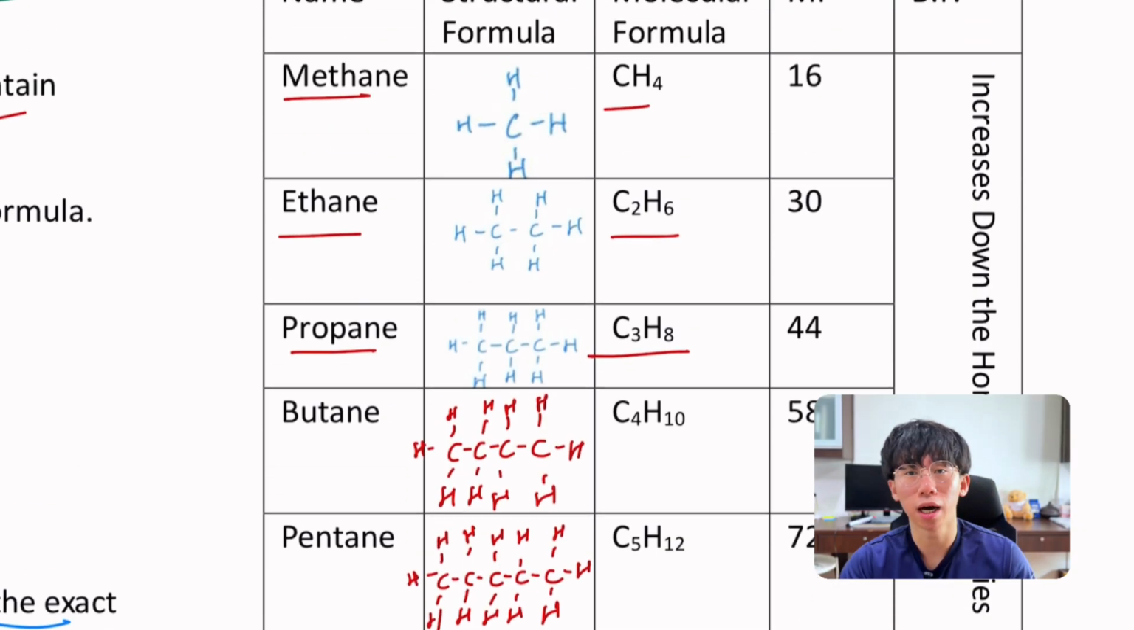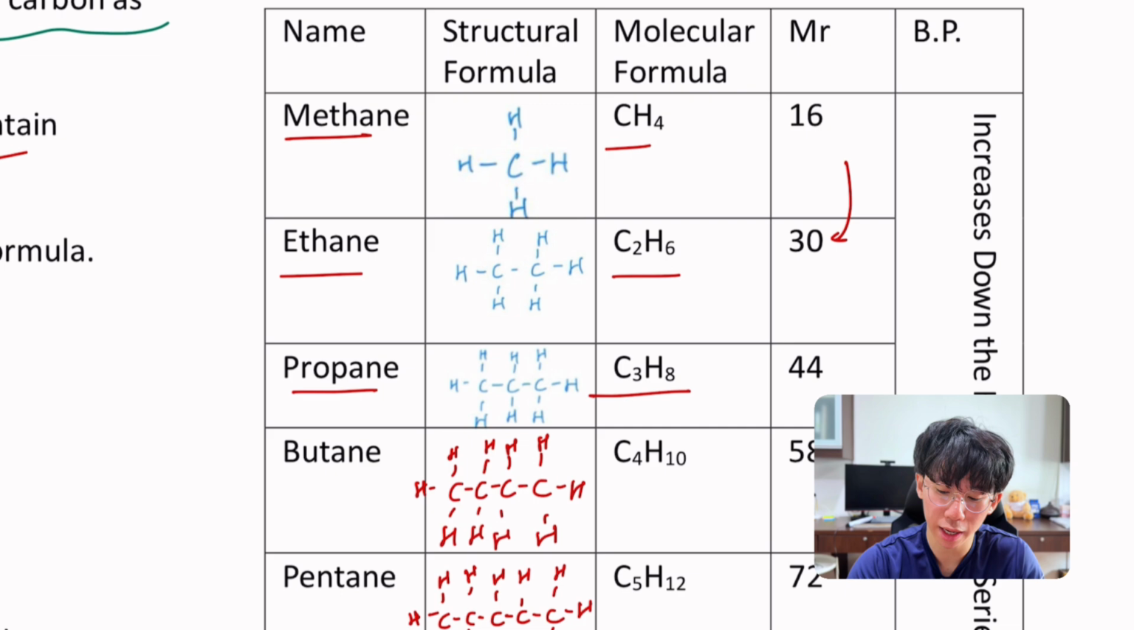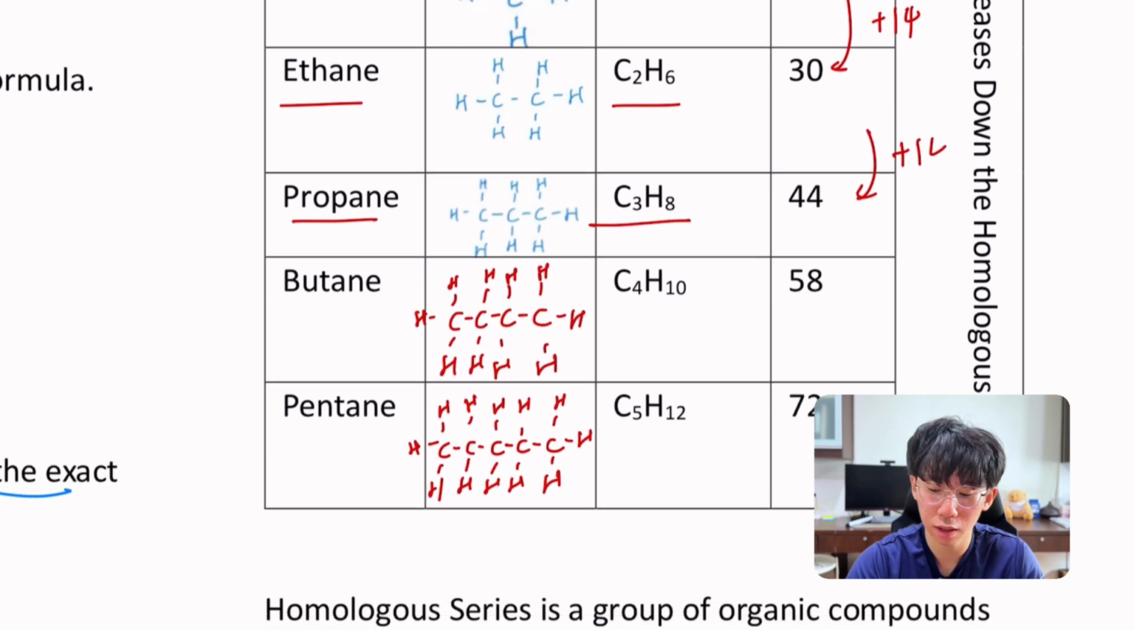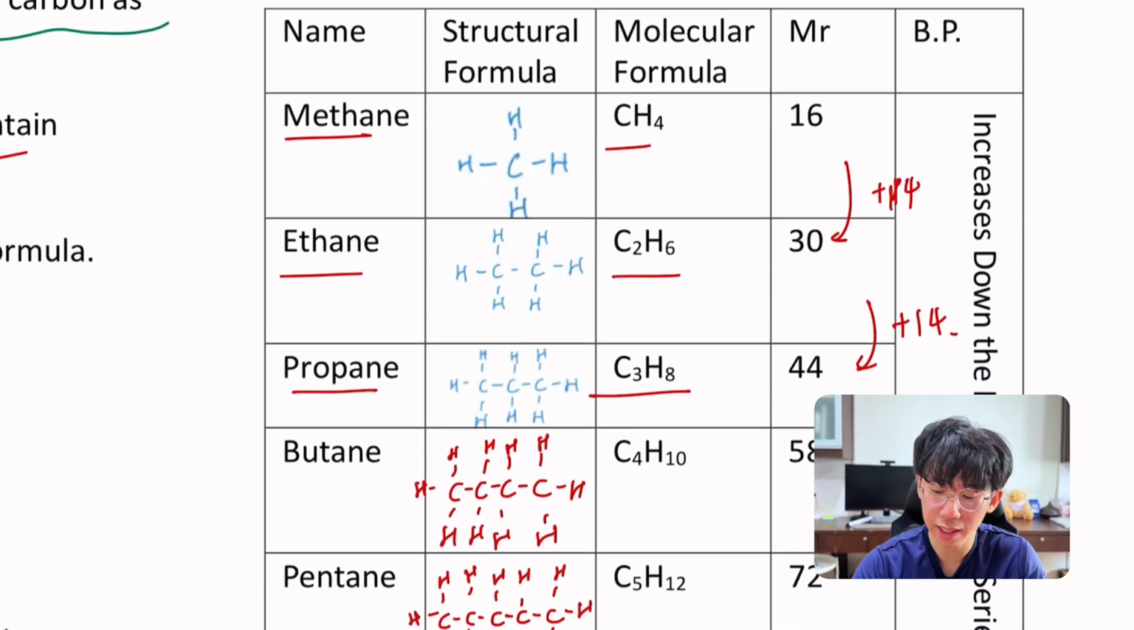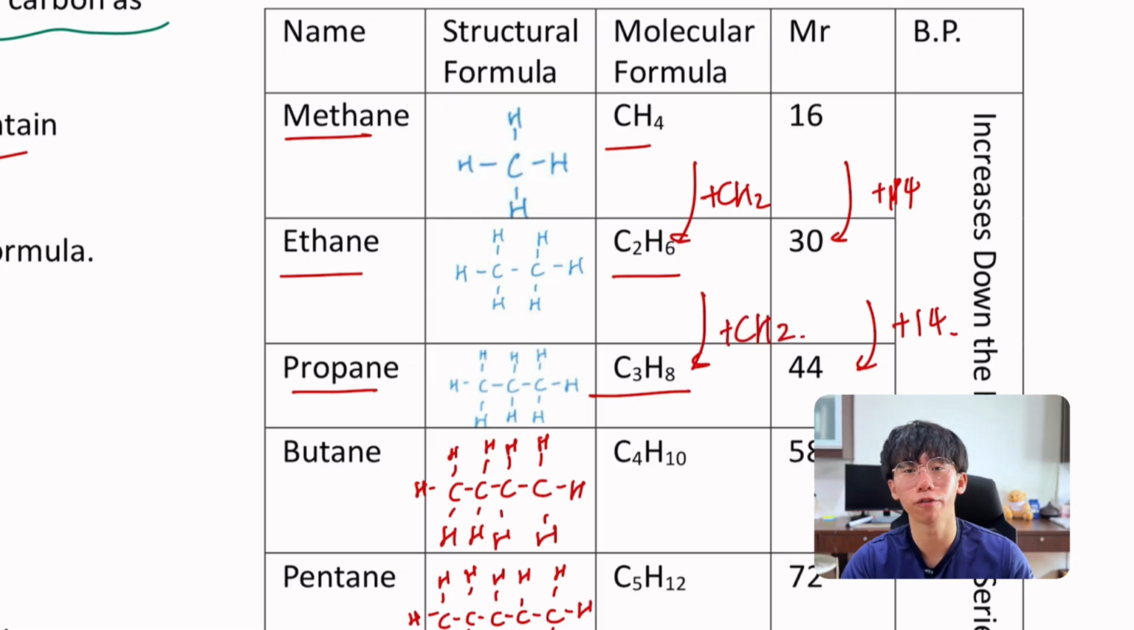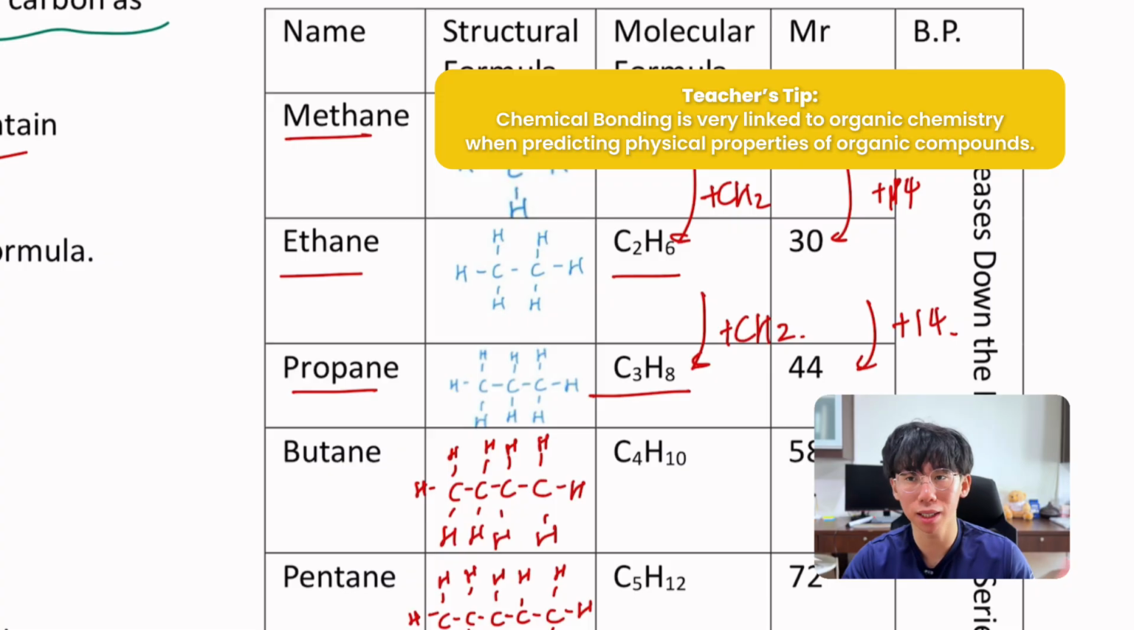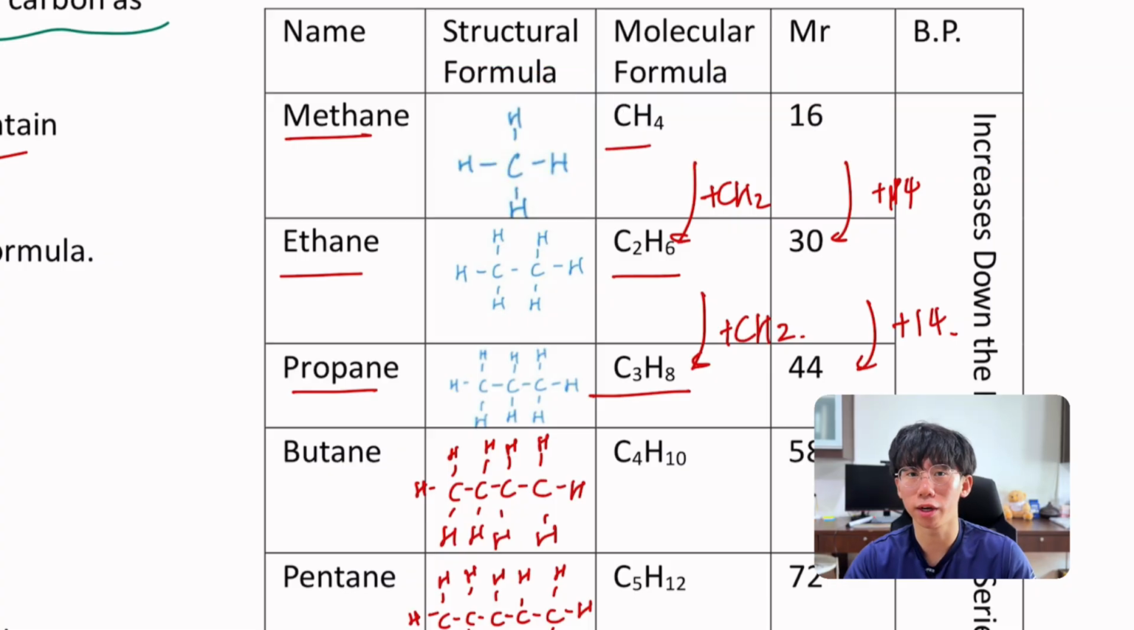And if you look at the Mr, it always increases by plus 14, plus 14, because as I'm going down a homologous series, I'm actually adding a CH2 unit as well over here. Plus CH2, and you can see the pattern of a homologous series. As such, your boiling point is going to naturally increase down the homologous series. This is because your molecules are getting bigger and the strength of your intermolecular forces is going to increase in this simple molecular structure. Recap on chemical bonding as well.